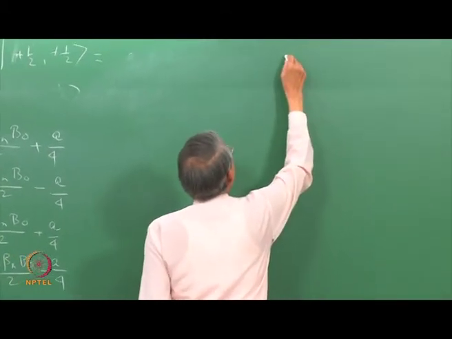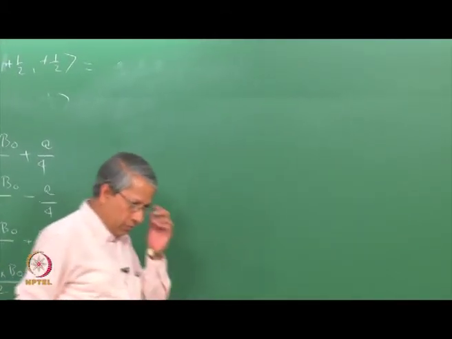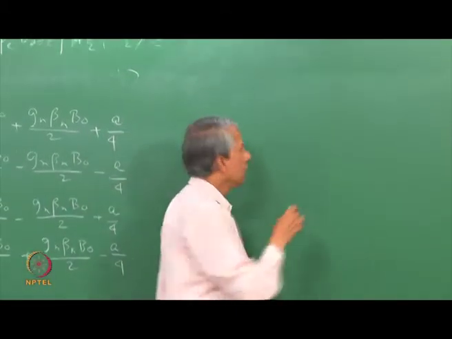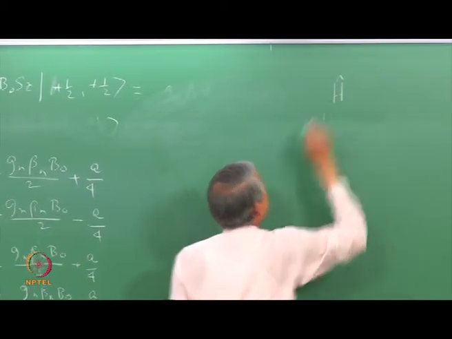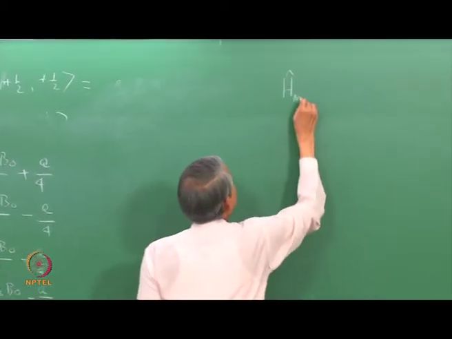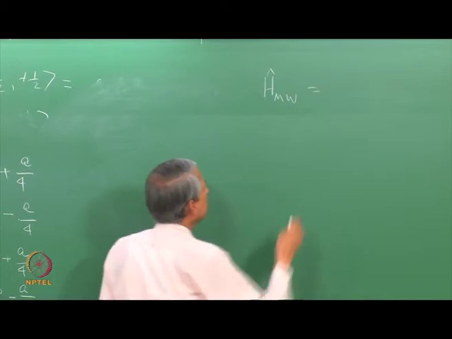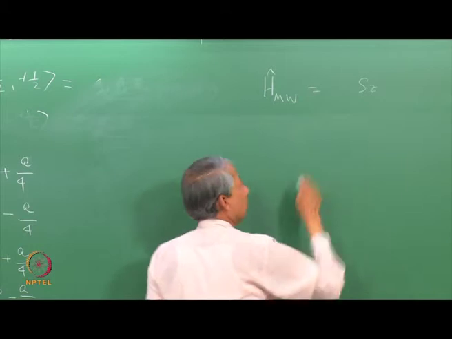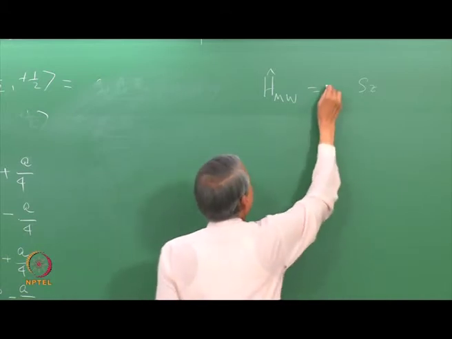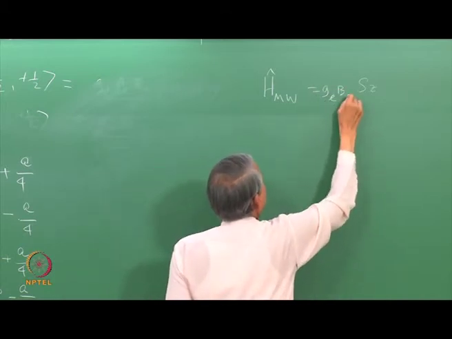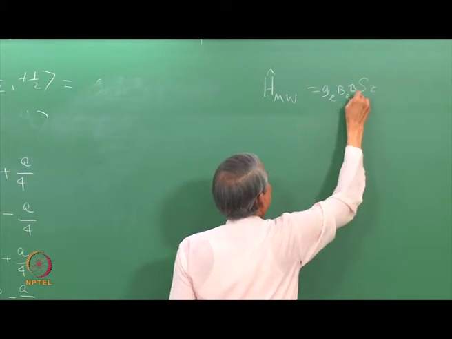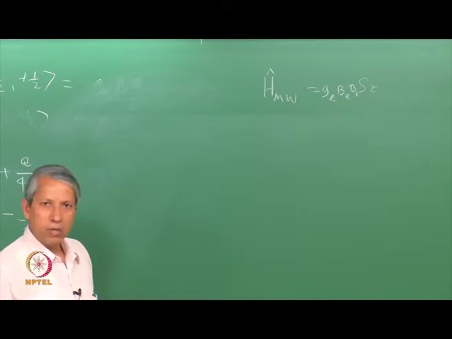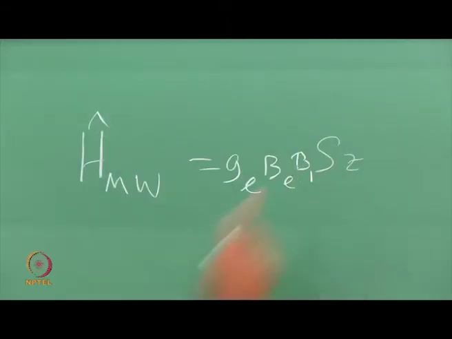If the microwave magnetic field is applied along the z direction, then let us say the perturbation due to the microwave, in the z direction, we will have this sort of operator. B1 is, let us say, the magnitude of the microwave magnetic field applied in the z direction.